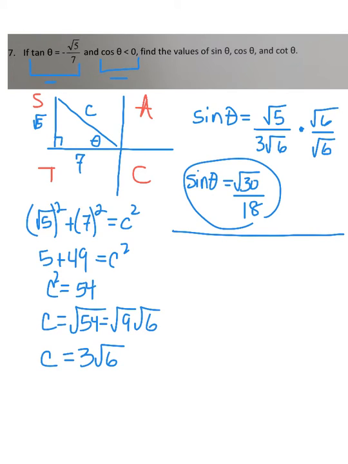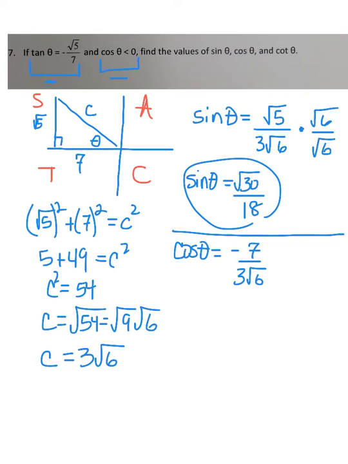Let's go to cosine. Okay, now I know cosine, because we're in the second quadrant, is actually going to be negative. So I'm going to just put a negative there. Oops, let me make that a little bit bigger. Okay, now cosine is adjacent over hypotenuse. So adjacent, which is 7, over the hypotenuse, which is 3 radical 6. So 7 over 3 radical 6.